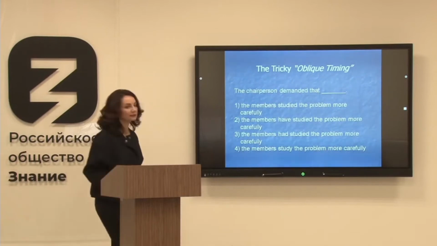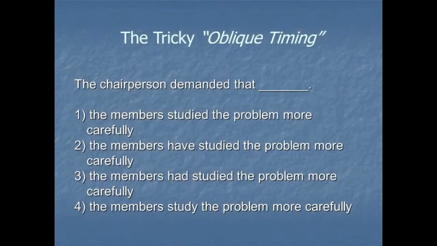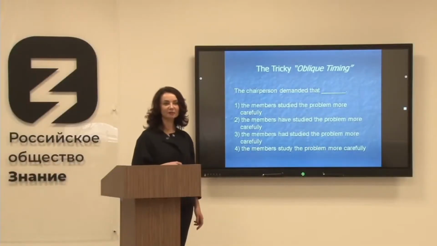Then let's consider the example. Then the chairperson, not the chairman, by the way, yeah? Then demanded that, and then comes the continuation. Who would like to specify the example? Can you pass the microphone to Snezhana? The sentence contains the verb demand, so here we should use subjunctive 1. Right. As here we deal with simultaneous actions, I think that the second one is correct variant.